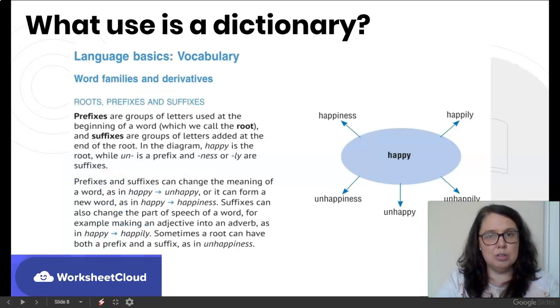Another important use is vocabulary. Now, you deal with prefixes and suffixes in your syllabus, and a lot of that is also shown to you in a dictionary. So it helps you to build on your word choices. It helps you to enhance your vocabulary using prefixes, suffixes, and just a wider range of words.